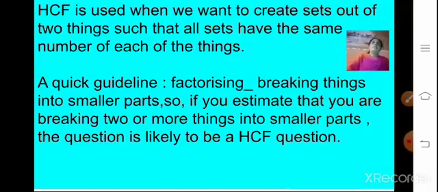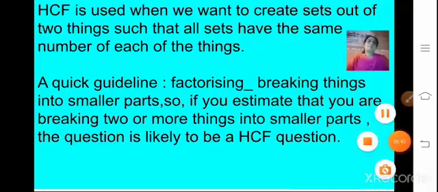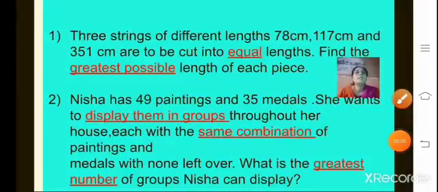Now always keep one thing in mind, children, that is when you find the HCF of two numbers, the HCF is always smaller than the other two numbers. Now let us see some examples of HCF type of questions.